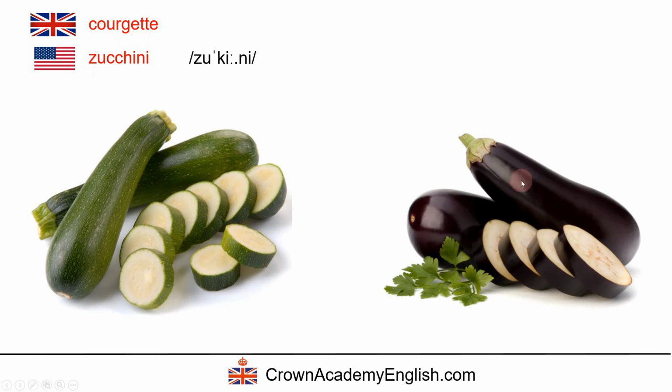And again, in British English, this is called an aubergine. But in American English, I don't know why, but they call this an eggplant. It's a very strange word because it's nothing to do with an egg or chickens. But for some strange reason, they call this an eggplant. Okay?